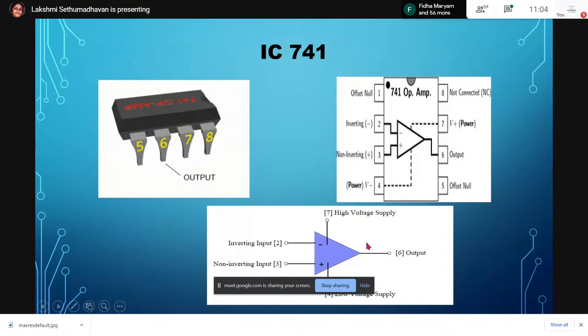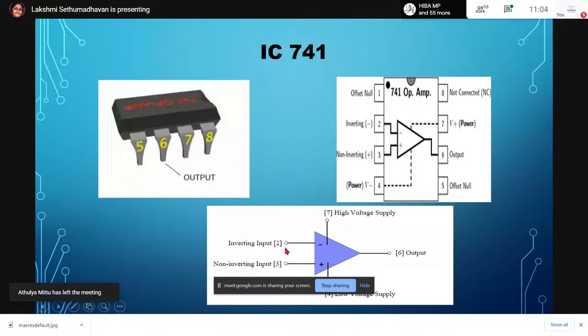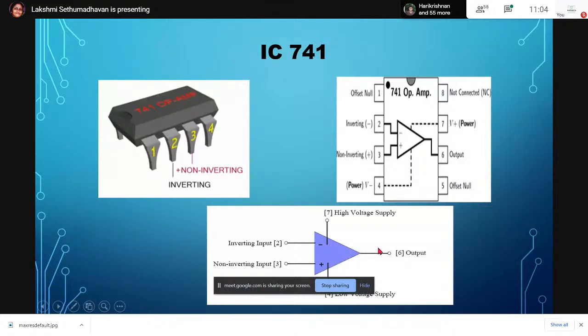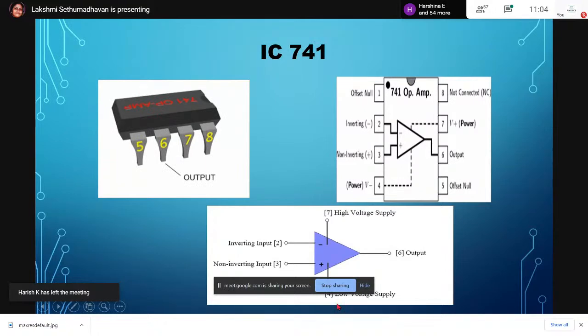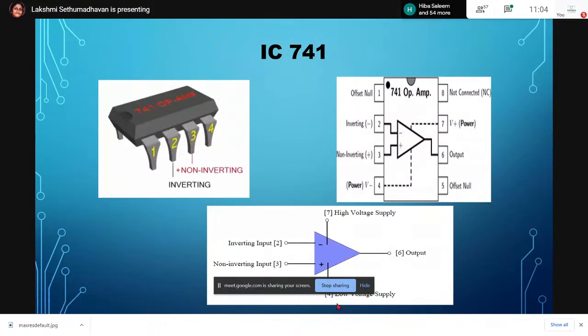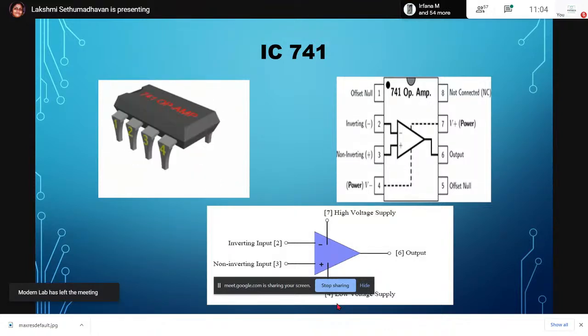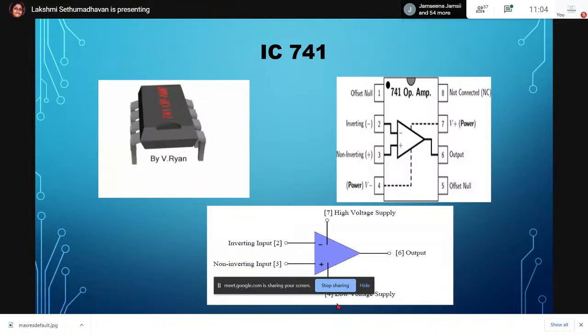So once again, 7 is the supply. This is how you draw the op amp. 2 is your inverting input. The third pin is your non-inverting input. 6 is your output. And 4 is your minus VCC. Hope it is clear. When we do the experiment with this, it will be comfortable if you can remember this pin configuration: 2 and 3 input, 6 output, 4 and 7 biasing.